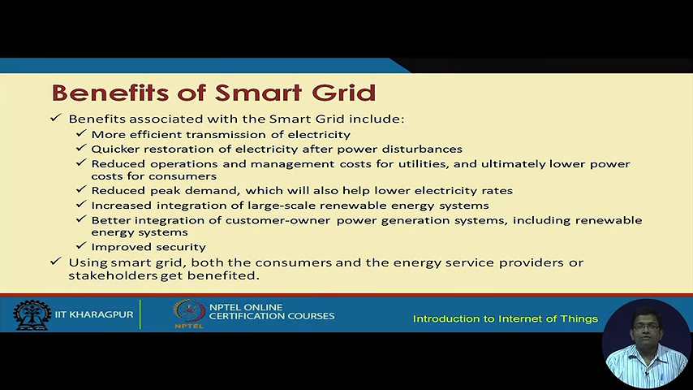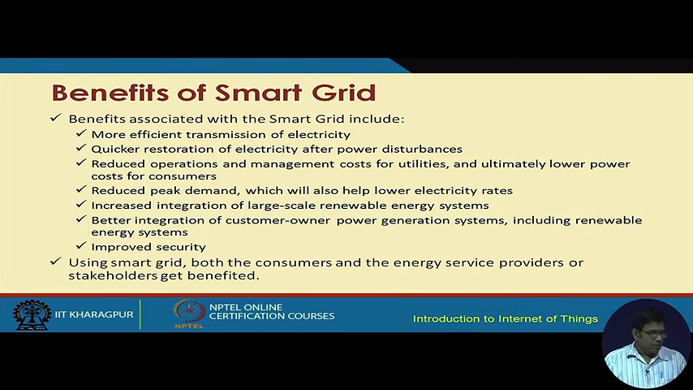Smart grids are also vulnerable to different attacks, and if it is a traditional electrical grid, the attacks are even more. It is possible to bring down a particular electrical grid due to different attacks. So, improved security is one such feature which tries to overcome these problems of the traditional grid. Using smart grid, both the consumers and the energy service providers or stakeholders can get benefited. Everybody gets benefited, all kinds of stakeholders.